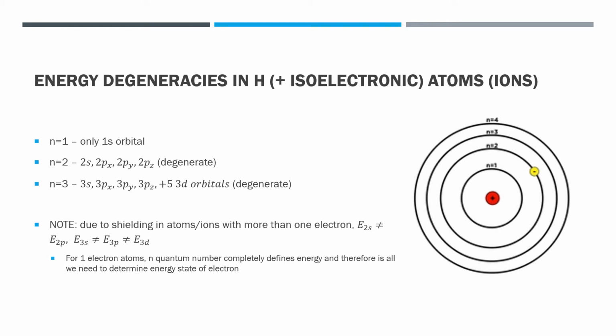All right, now let's talk a little bit about energy degeneracies in hydrogen and isoelectronic ions. So when I talk about hydrogen and isoelectronic ions, they're basically the same thing, except the isoelectronic ions have a higher nuclear charge. So let's discuss these degeneracies. In our n equals 1 state in our hydrogen atom, we only have one orbital, and that's our 1s orbital. And this should be sort of familiar to you from AP Chem, right? But in our n equals 2 state, we're able to fit 8 electrons.